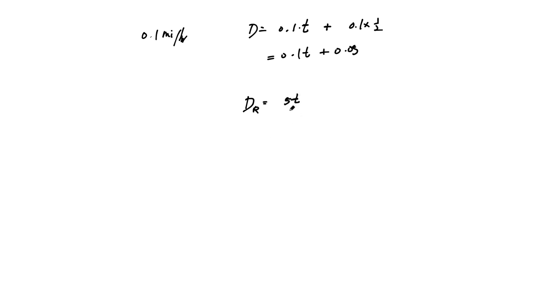Okay, 5t. So the question is, when do they meet? This is turtle, this is rabbit. When do they meet? Because when they meet, that's the time the rabbit catches up to the turtle. So when does that equal 5t? So let's subtract both sides by this, and you get 5 minus 0.1 is 4.9t.